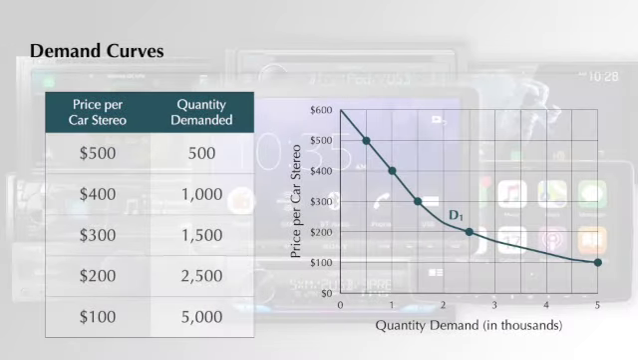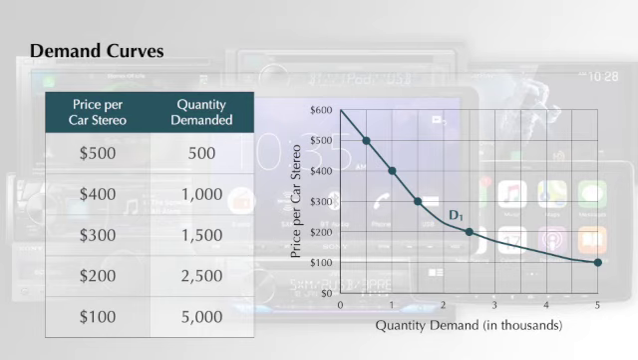For example, demand curve D1 plots all of the possible combinations of prices and quantities demanded during a 1-month period for car stereos listed in the demand schedule on the left. The quantities that consumers might purchase appear along the horizontal axis at the bottom of the graph, increasing from left to right. The possible prices of the stereos appear along the vertical axis at the left side of the graph, increasing from bottom to top.